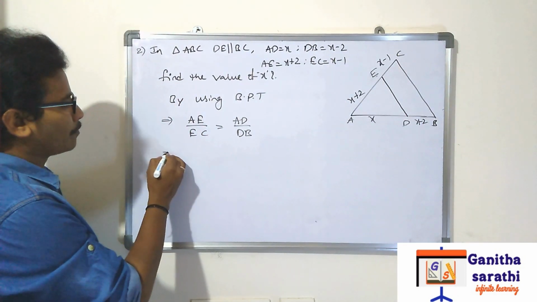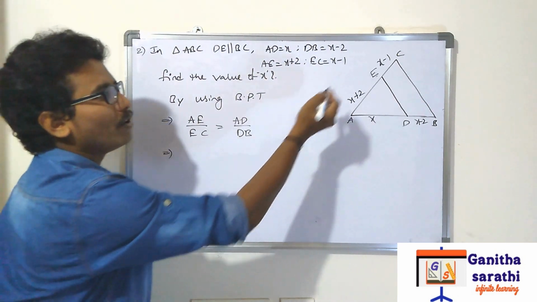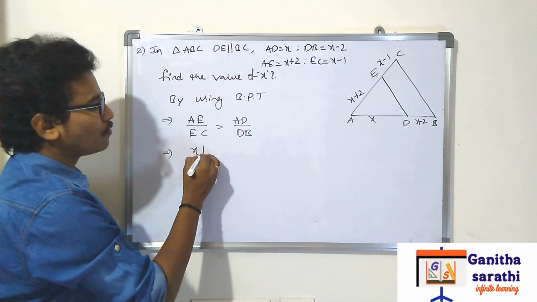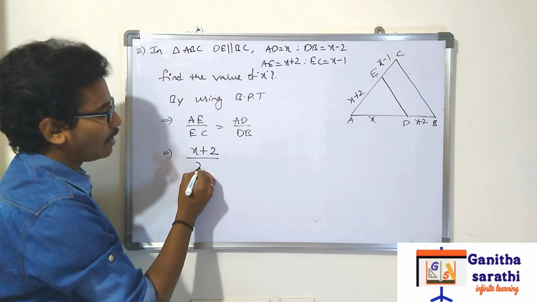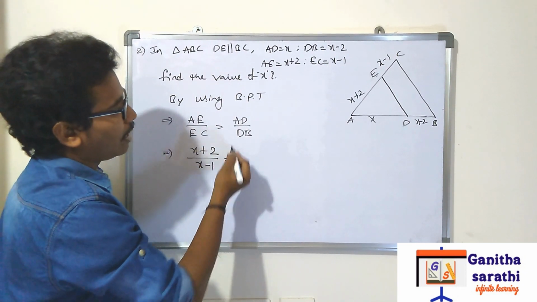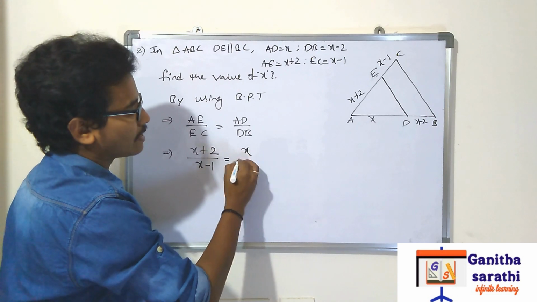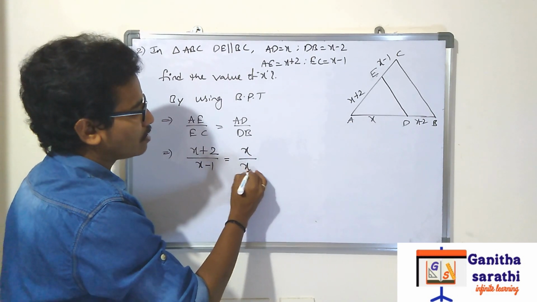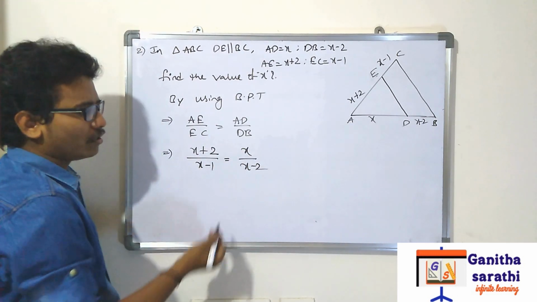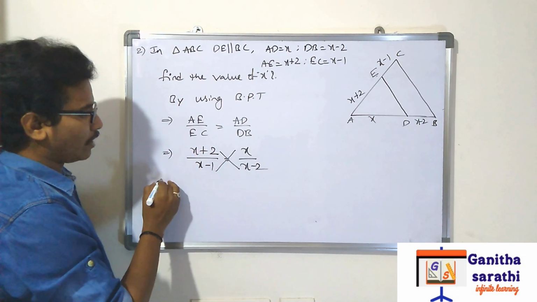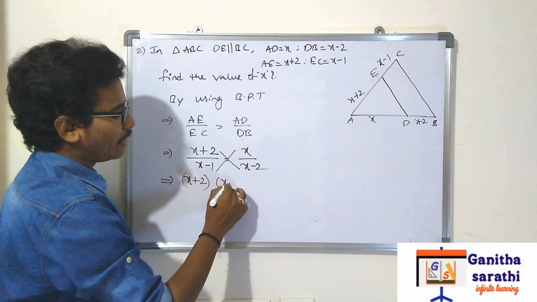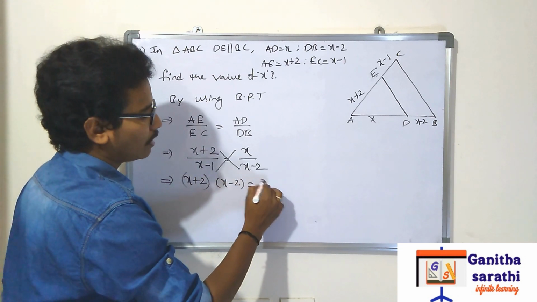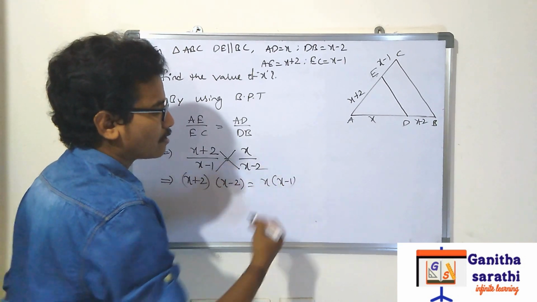Okay, now substitute the values. What is the value of AE? AE value is x plus 2 and EC value is x minus 1 and AD value is x and DB value is x minus 2. So same process, do cross multiplication. X plus 2 into x minus 2 is equal to x into x minus 1.